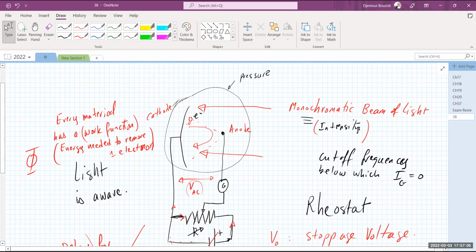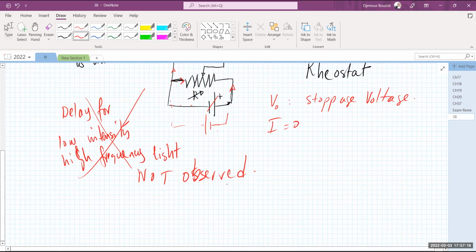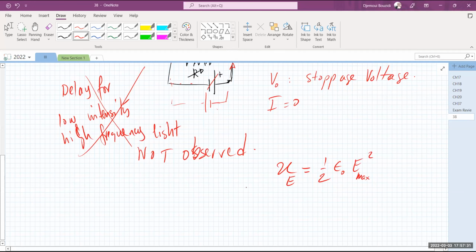Because if it's a wave, they carry energy, and that energy is proportional to the square of the electric field, if you remember from chapter 32. E squared. The energy density for the electric field is 1/2 epsilon naught times E max squared, where E max is the maximum electric field. And for the magnetic field, which is also part of the electromagnetic wave, it's 1/2 of B max squared over mu naught, okay? This is the energy density.